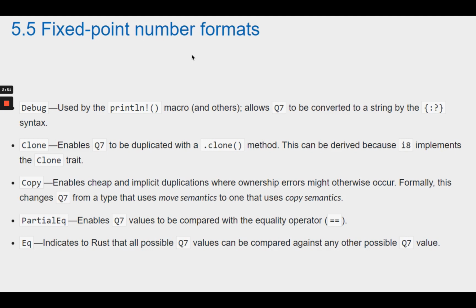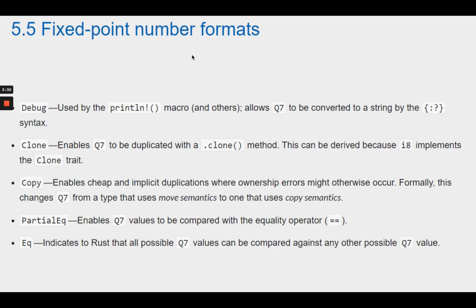Debug, used by the println! macro and others, allows Q7 to be converted to a string by the {:?} syntax. Clone enables Q7 to be duplicated with a .clone() method. This can be derived because i8 implements the Clone trait. Copy enables cheap and implicit duplications where ownership errors might otherwise occur. Formally, this changes Q7 from a type that uses move semantics to one that uses copy semantics.